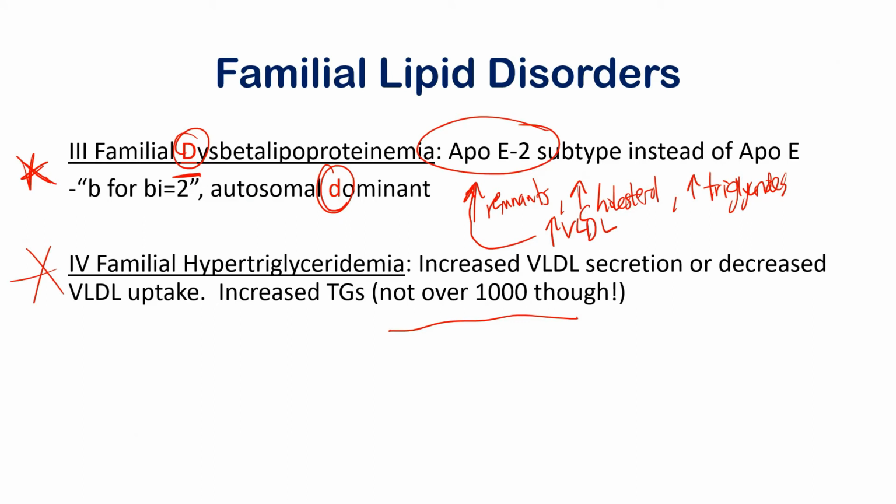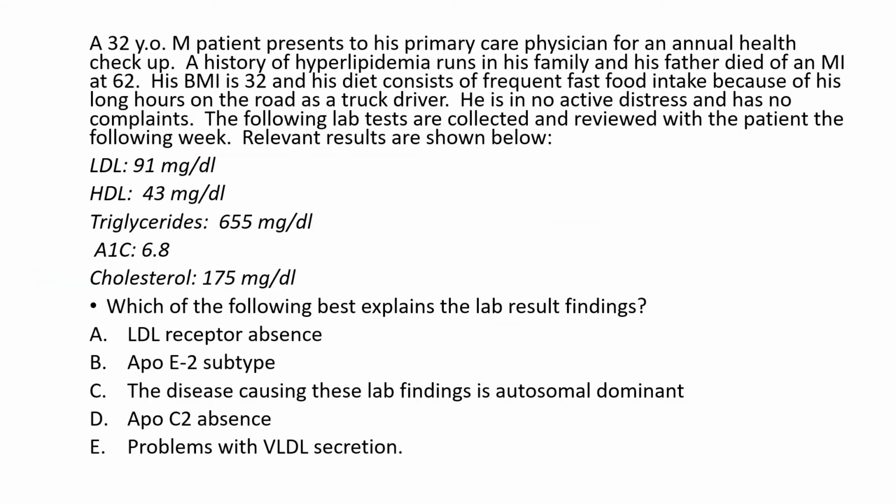So if you see an isolated increase in triglyceride levels that's not over 1,000, you need to be thinking of this one. And the cause of this is increased VLDL secretion or decreased VLDL uptake. So in other words, you're sending more VLDLs out from the liver, which is responsible for sending out VLDLs, or you have decreased uptake of VLDL. Either of those can be the cause of this one, and you're going to see increased triglycerides in this disease.